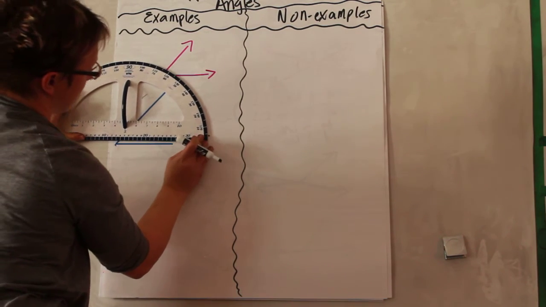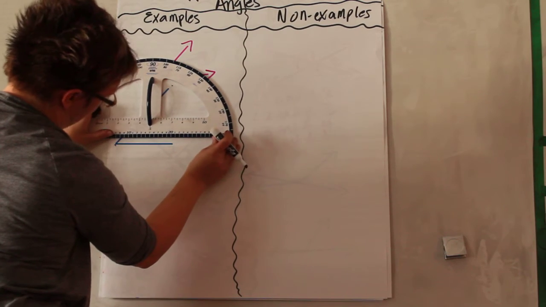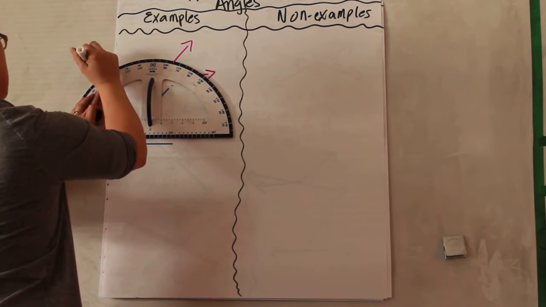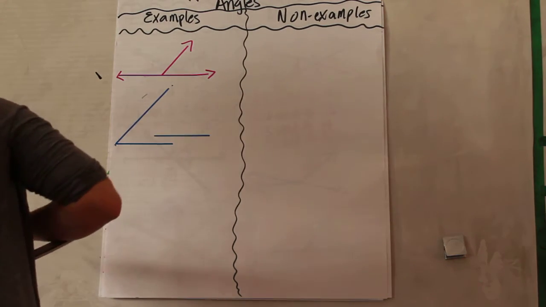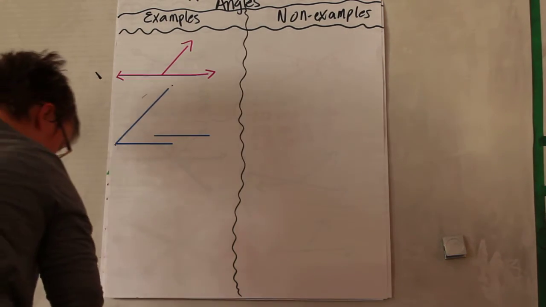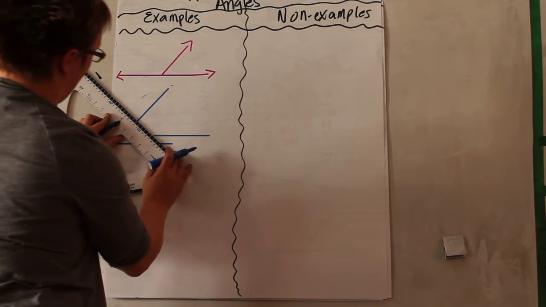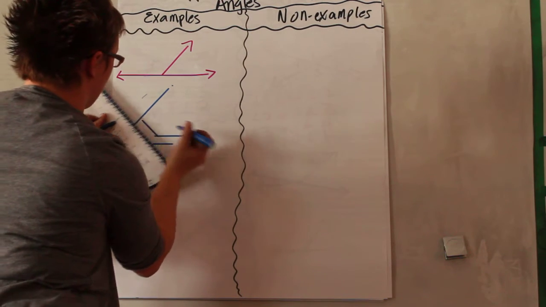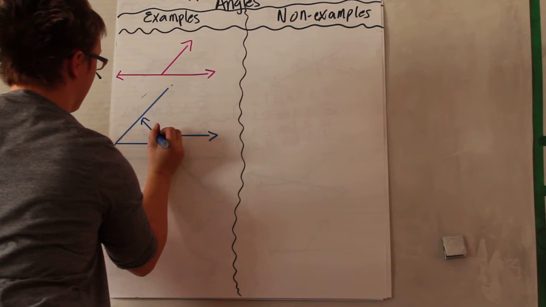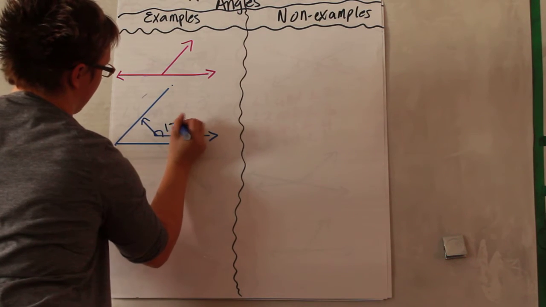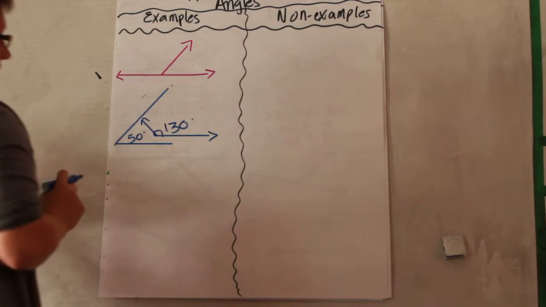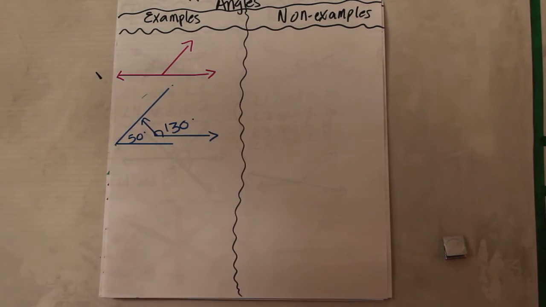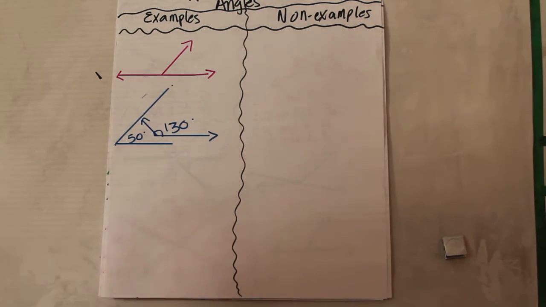So we have our 50 degrees. Line it up. 130 degrees. Line that one up. And 30 degrees and 50 degrees. Even though these don't touch, they do not intersect, they are still supplementary because the sum of the two angles equals 180 degrees.